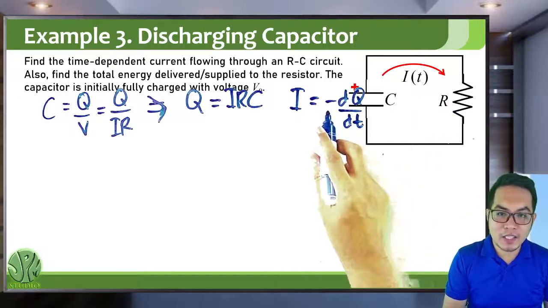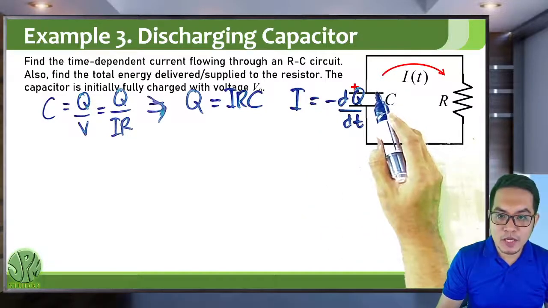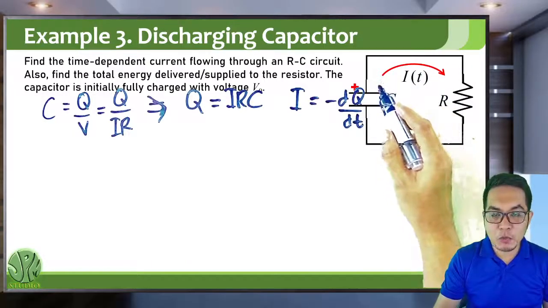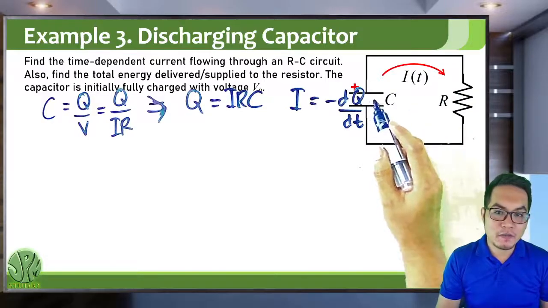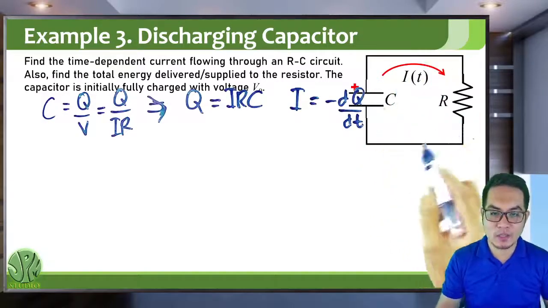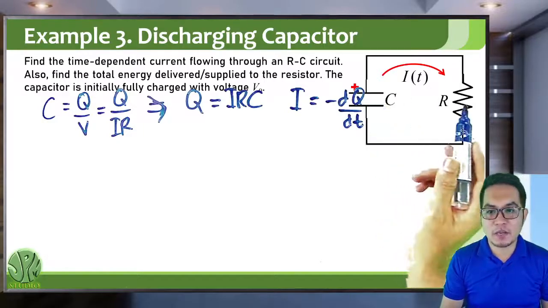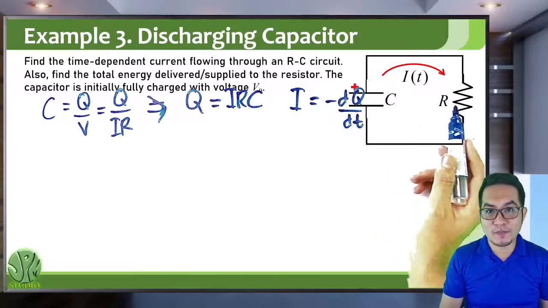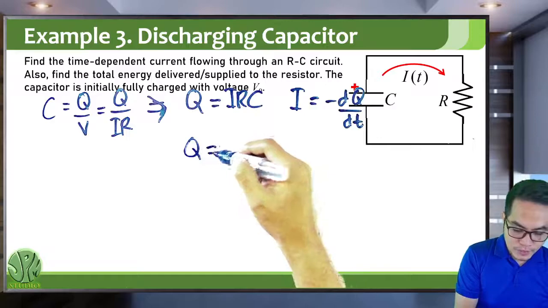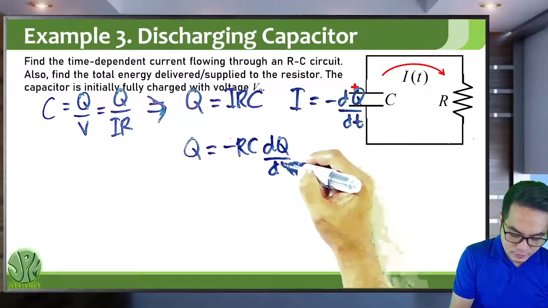Negative because the current in this circuit is decreasing. Originally there will be a surge of current, but that current will keep on decreasing until it becomes zero, when all of the energy of the capacitor is delivered to the resistor. When the current becomes zero, there's no more energy left in the capacitor; it has been dissipated to the resistor. So you will have Q is equal to negative RC dQ dt.